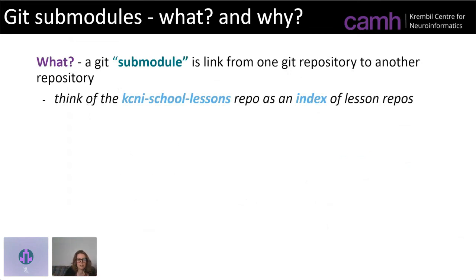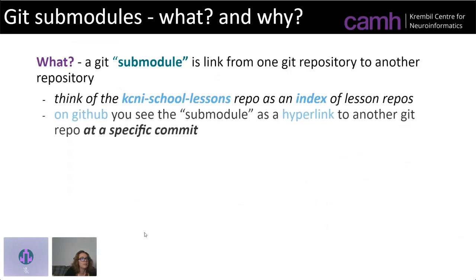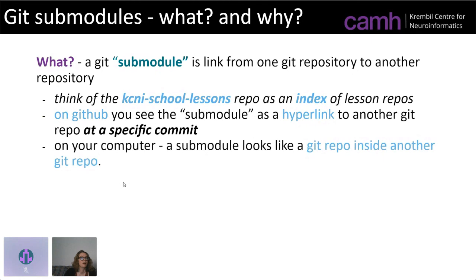And this may appear on your computer as two different things. On GitHub, you'll see a submodule not as a folder, but as a hyperlink to another module at a specific commit version. On your computer, you might see a submodule as a Git repo inside another Git repo. So you should see more files inside another folder.